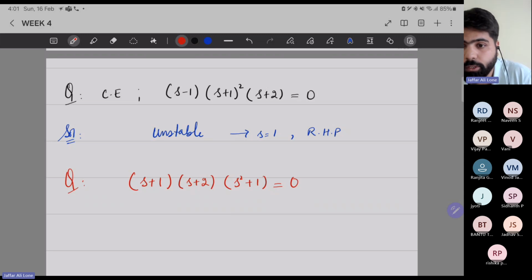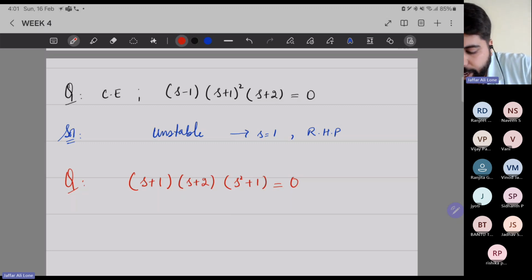Which question? S plus 1. Earlier question you were asking. S plus 1 whole square. S is equal to minus 1. So were there repeated roots? No. It will not be. You had said marginally stable. Marginally stable, but as of now, I'm not worried about marginally stable.